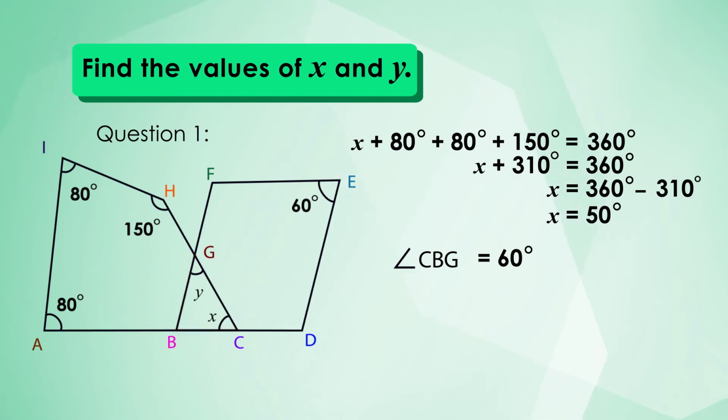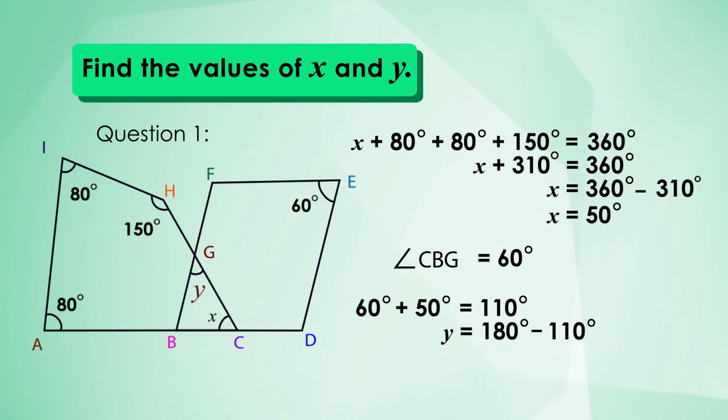Now, let's look at how to find the value of Y. CBG is a triangle and we know that the sum of the interior angles in a triangle is always 180 degrees. So, in order to find the value of Y, we just need to subtract the sum of angles CBG and BCG, which gives us 110 degrees. Next step is to subtract 110 degrees from 180 degrees. Yes, the value of Y is 70 degrees.